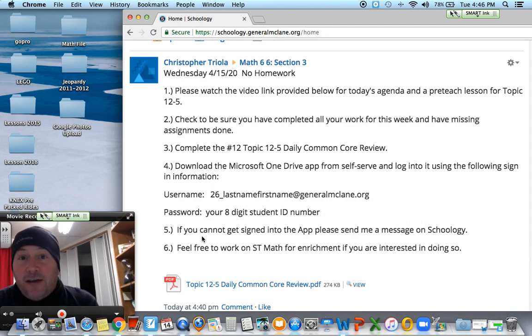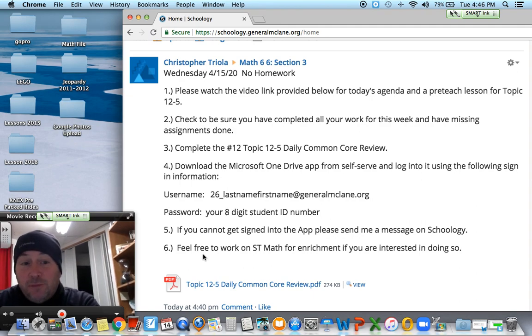You might want to download this app when everybody else in the house is off the internet so it downloads faster, and probably not in the middle of the day when all the kids are online. So look for a time when somebody might not be home. And then number 6, of course, feel free to do ST Math if you want to do some enrichment.